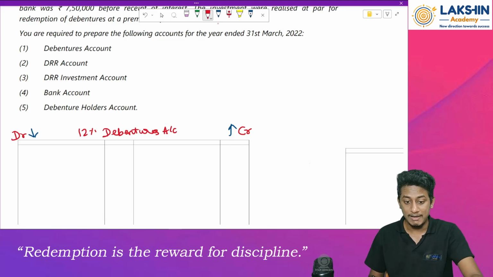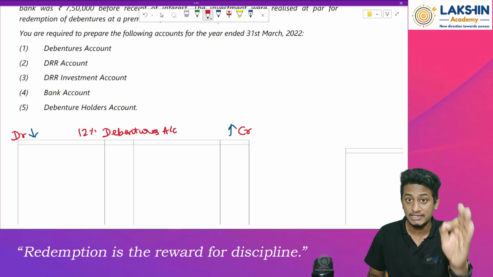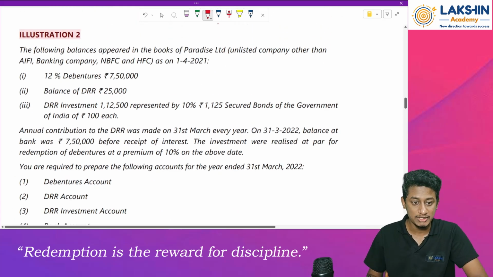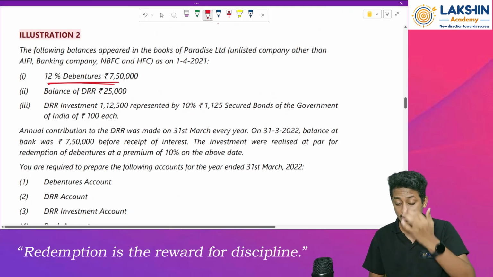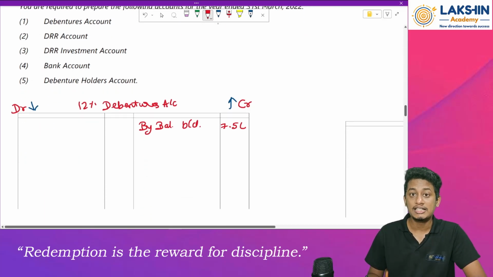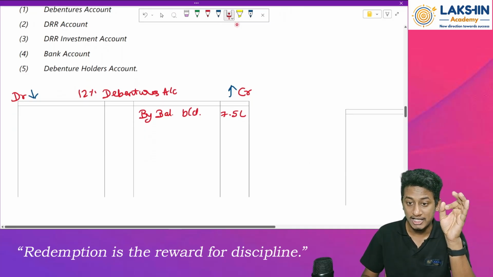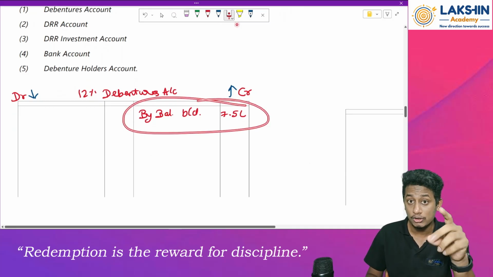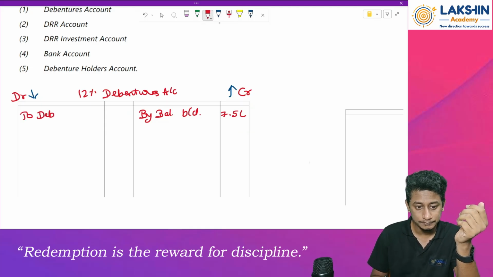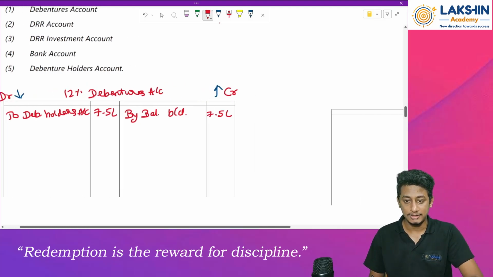Then, so opening balance is given to us. Opening balance will be for the liability on which side? On the credit side. So by balance brought down on the opening date. How much is the value? 12% debentures. It is rupees 7,50,000. So 7.5 lakhs. Then the debentures are redeemed, right? Where will this amount be transferred to? To the debenture holders account. Debenture holders account, right? 7.5 lakhs. Done.